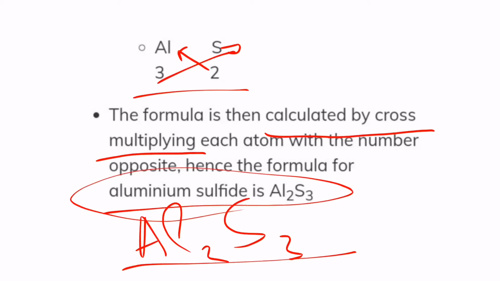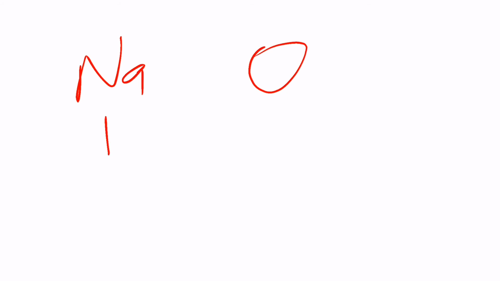So let's take another example. Sodium oxide. We have sodium, and then we have oxygen, which is oxide. Sodium is in group 1, so the combining power of sodium is 1. Oxygen is in group 6, which means the combining power of oxygen is 2, because it needs 2 electrons to complete its outer shell.